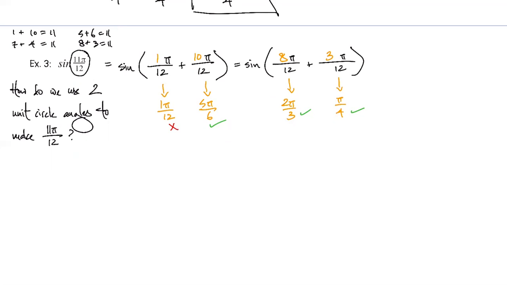So we tried 1 plus 10 and that didn't work out, but we tried another pair, 8 and 3, and it turns out that pair did reduce once we reduced it correctly, okay? So here we have a pair that works as our alpha and our beta. Now, what this means is that we can say alpha equals 2 pi over 3 and beta equals pi over 4. All right. And then we just plug everything into the formula.